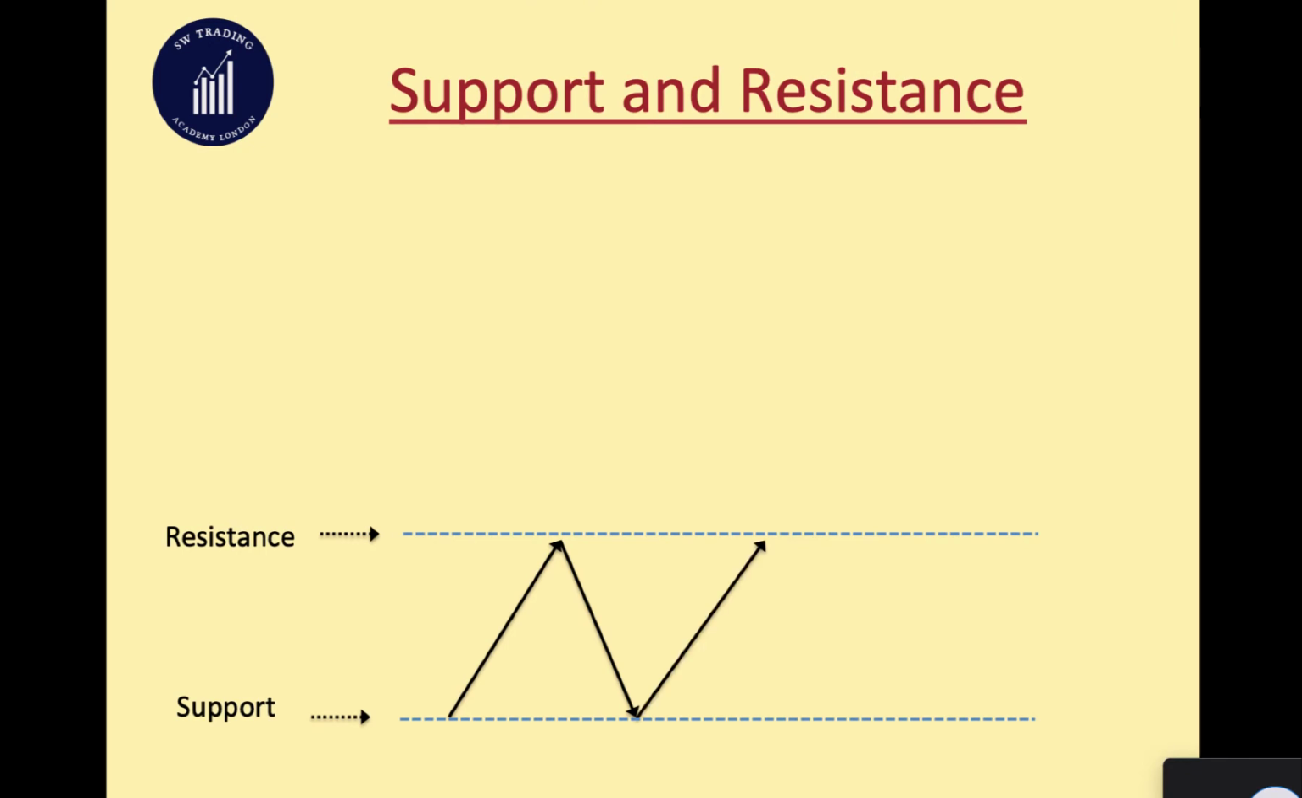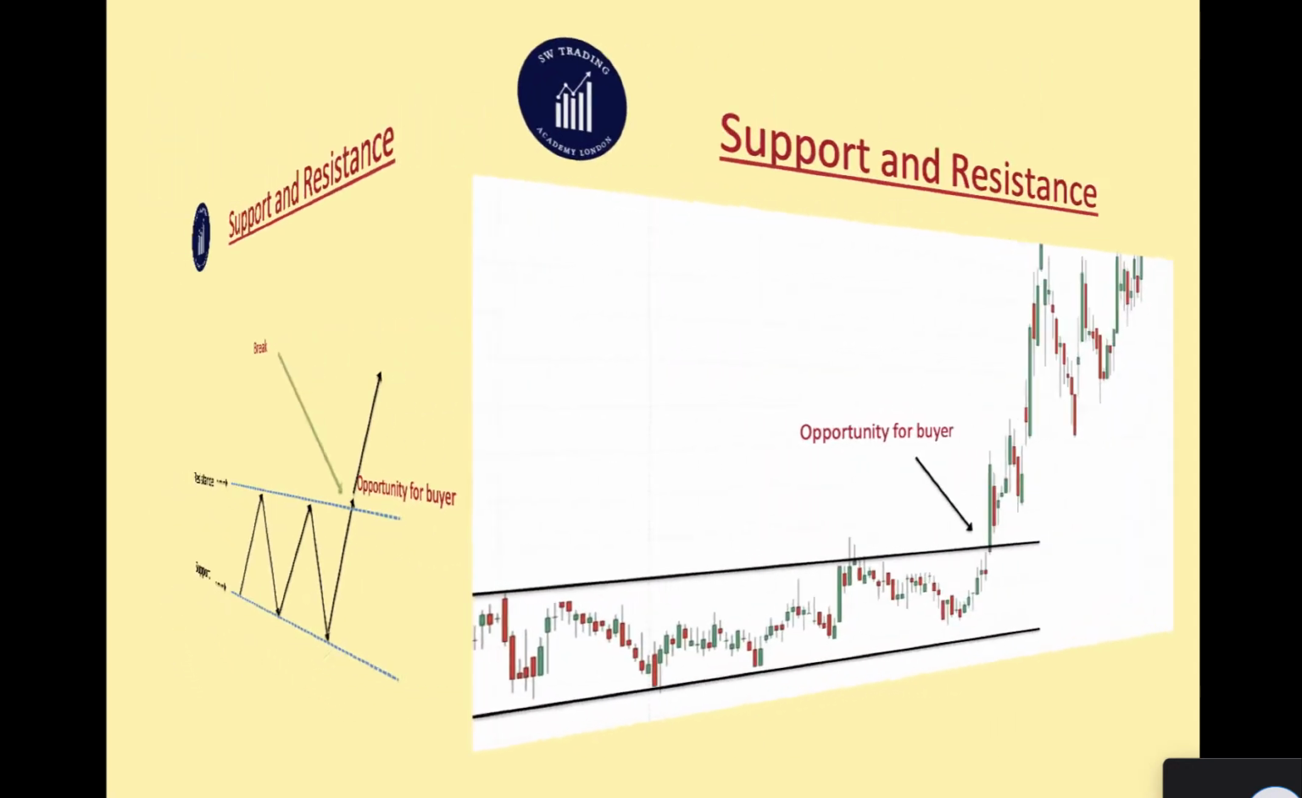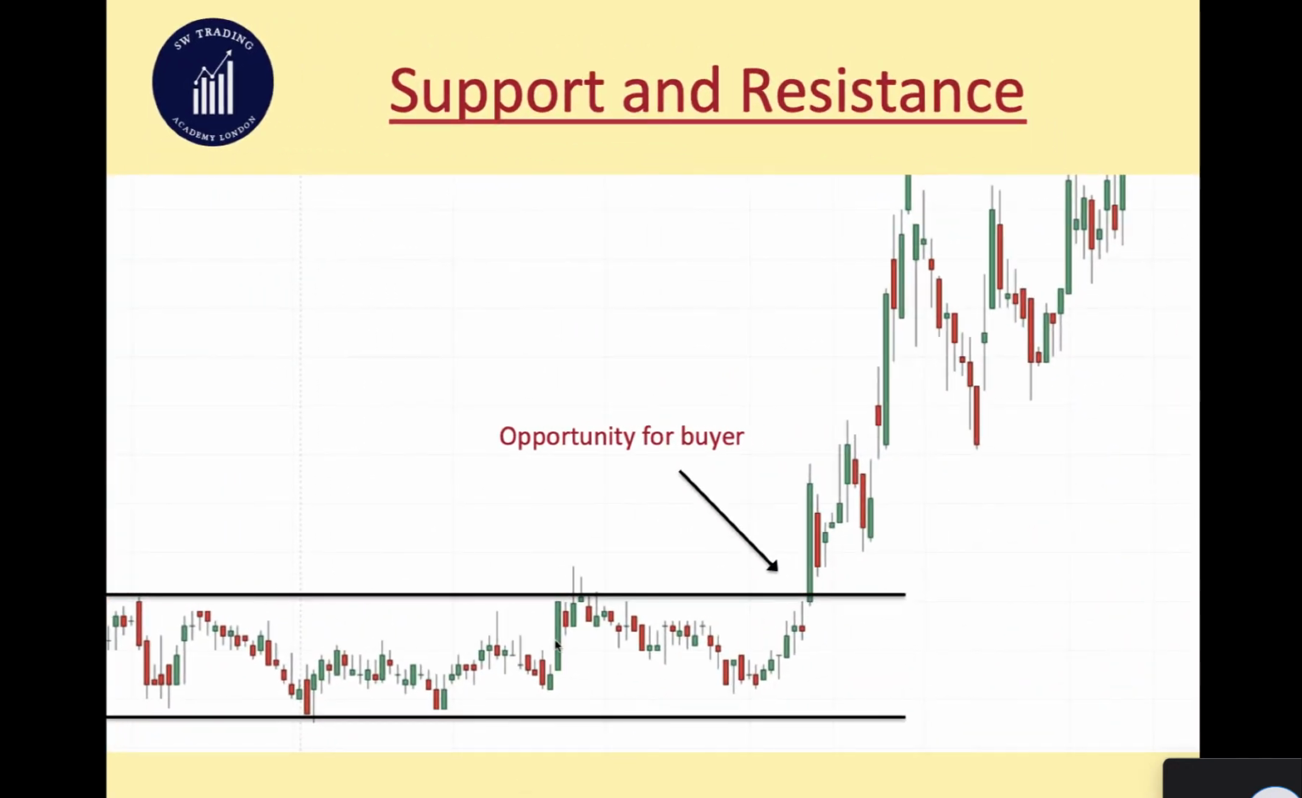So it's going to be something like this: the market moving sideways, you go up, go down, go up again, and then we'll see the break there, okay? And that's going to be the opportunity for the buyer. Let's see an example. This is what I'm talking about.